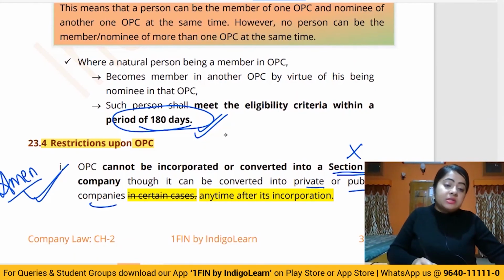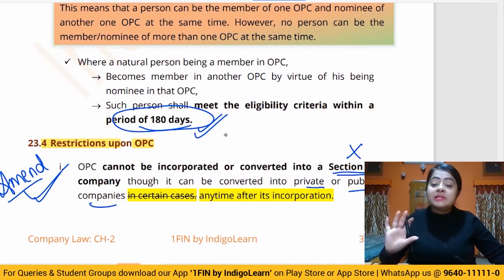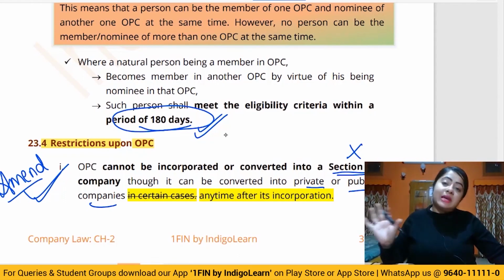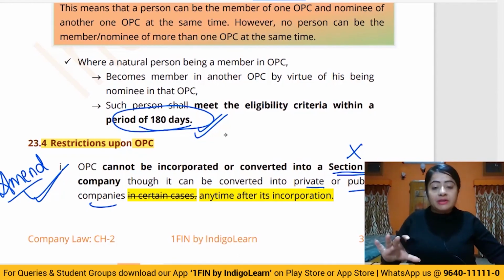Earlier there was a requirement of voluntary conversion or mandatory conversion. Okay, in case of voluntary conversion, it was stated previously that after 2 years a one person company can convert itself to a private or public company. Now there is no such requirement. At any given point, the one person company can convert itself to a private company or a public company.